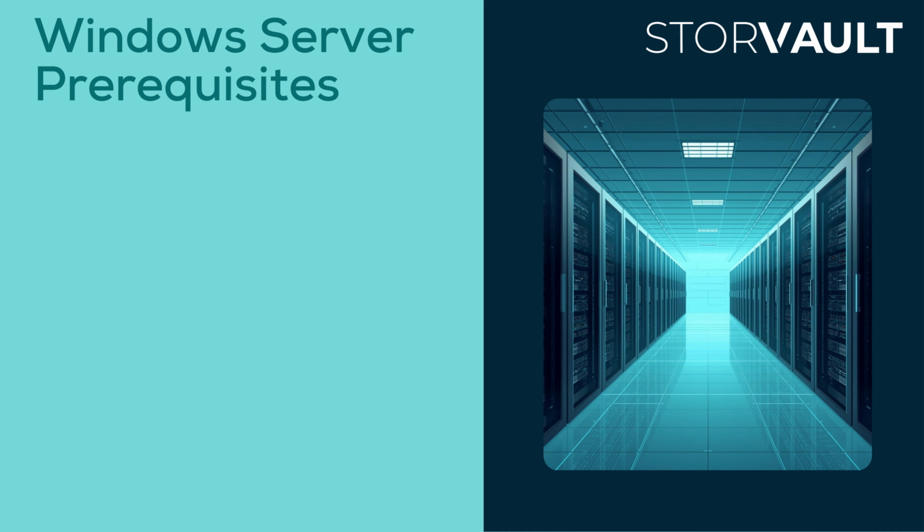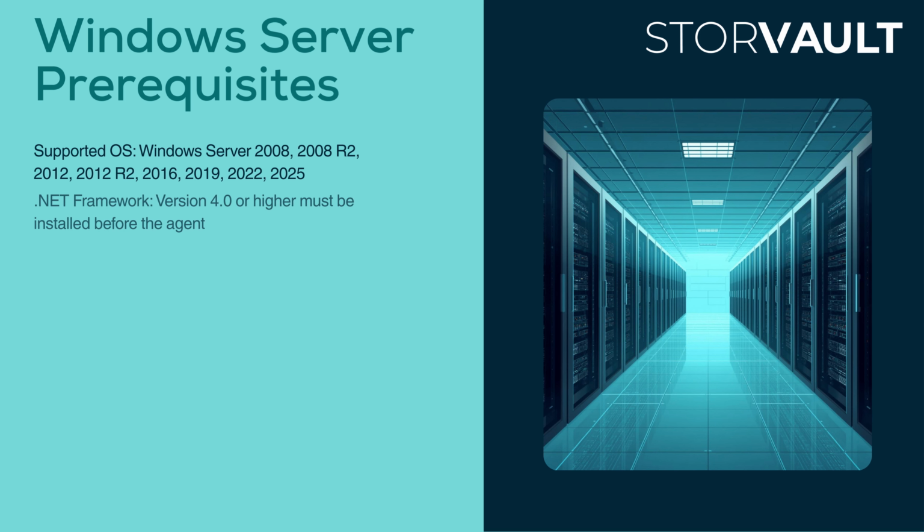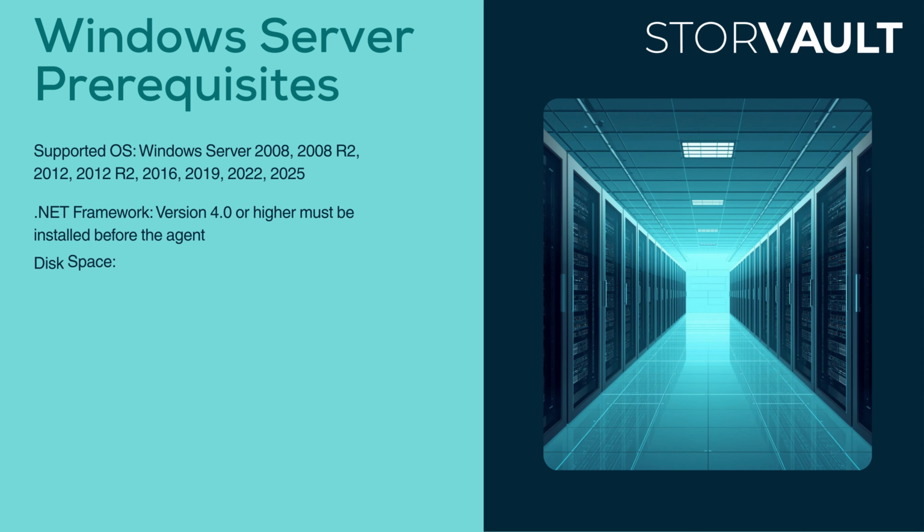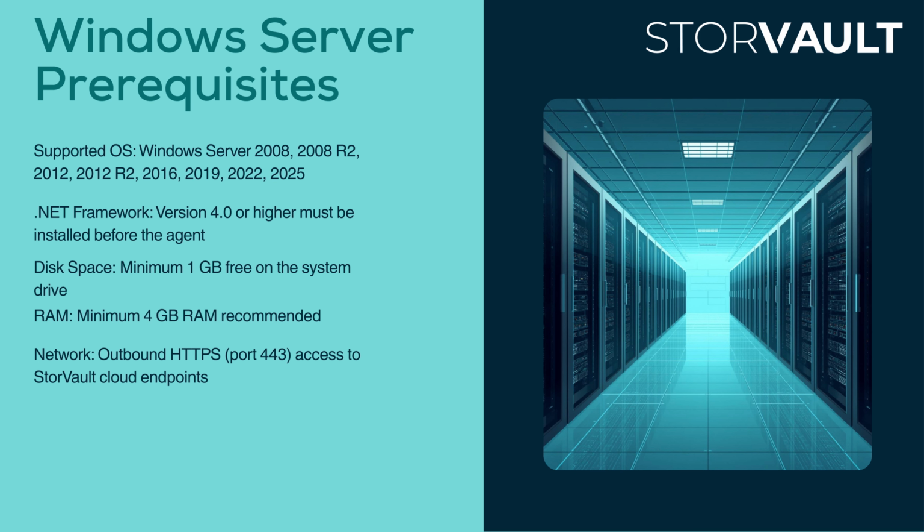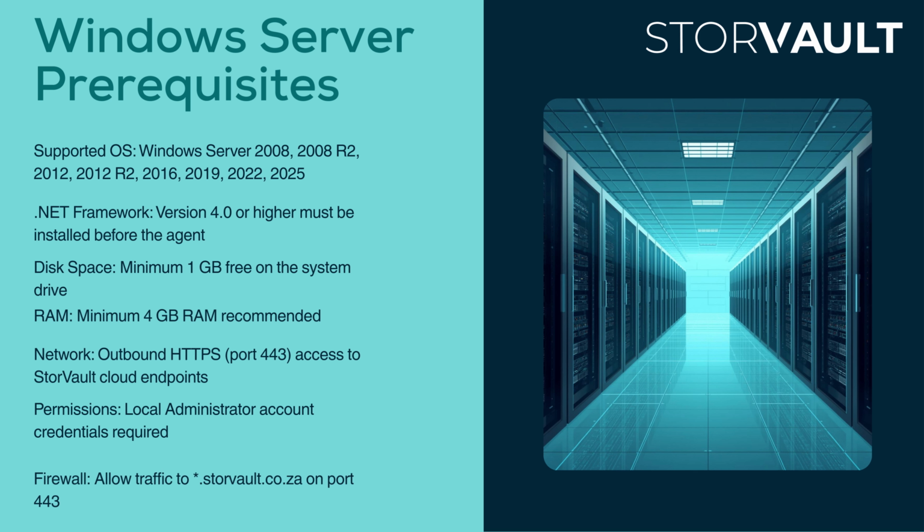Before installing the Windows agent, make sure your environment is ready. You'll need Windows Server 2008 or later, .NET Framework version 4.0 or higher, at least 1 GB of free disk space, and a minimum of 4 GB of RAM. Outbound HTTPS on port 443 must be open to StorVault cloud endpoints, and you'll need local administrator credentials. Make sure your firewall allows traffic to star.storvo.co.za on port 443.